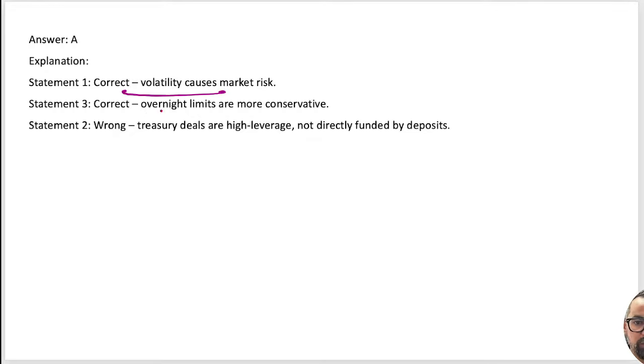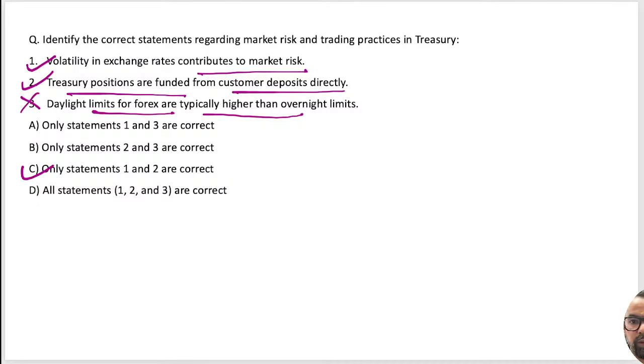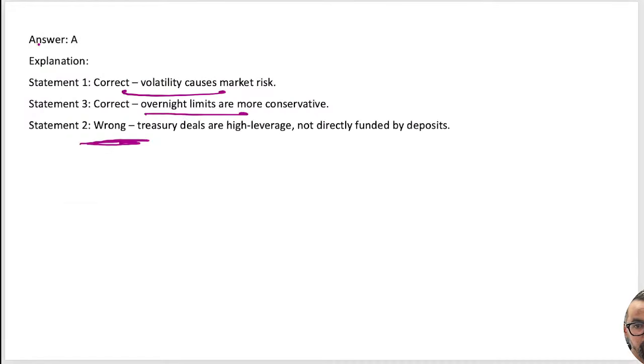So this is correct, this is correct, 2 is wrong, where did I go wrong? 2 is treasury, okay, but daylight limit, okay, it is daylight, sorry. So when it comes to volatility, this is true. Treasury position, this is wrong. Daylight limit means intraday limits are typically higher than the overnight, right? Sorry, I took it wrong. So 1 and 3, A will be the correct answer for this.